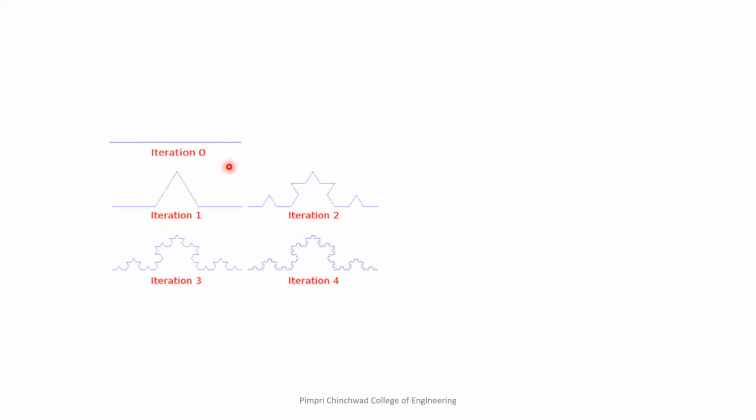I am having a straight line. In iteration 1, I have divided the straight line into three equal parts, and I have created one equilateral triangle like this, and I have omitted this line. So now this line has four different segments. In iteration 2, I will take each one of the four different segments and divide them into three parts, create the equilateral triangle, taking the middle part and removing this line. Same with this line, same with this line, and same with this line.